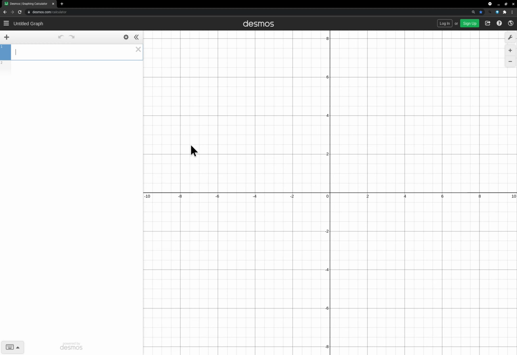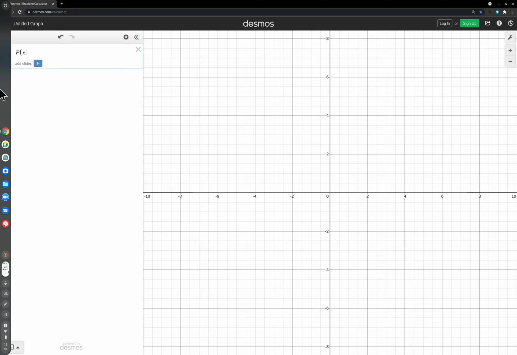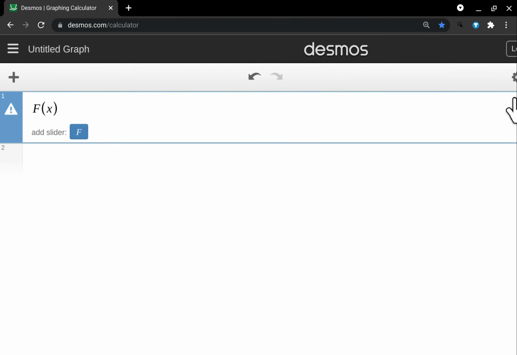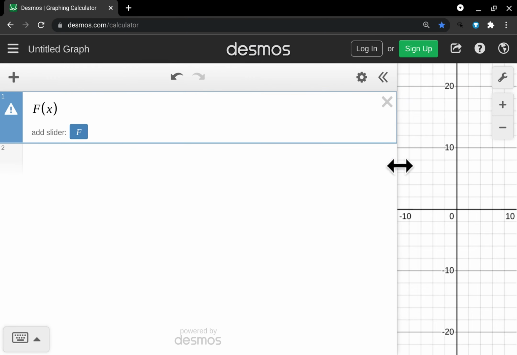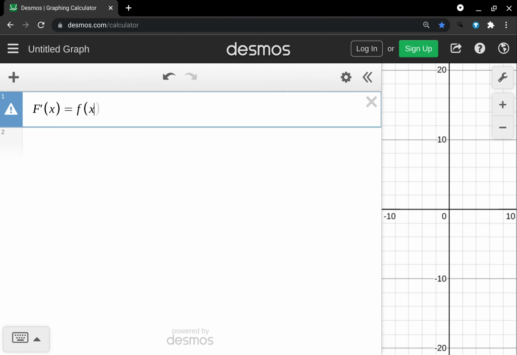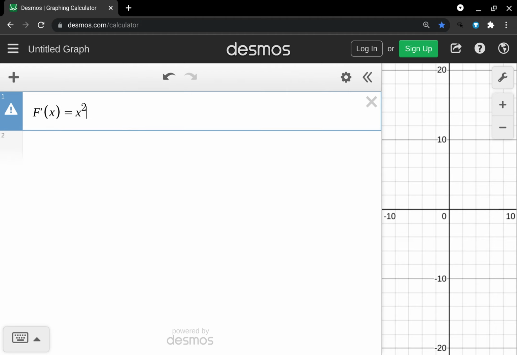F of x equals integral. Zoom in. Okay, now we should be able to see the screen. So F prime of x equals f of x. So let's say our f of x is, let's say, x squared. And we want to find some kind of F of x, capital F of x, whose derivative is equal to x squared.